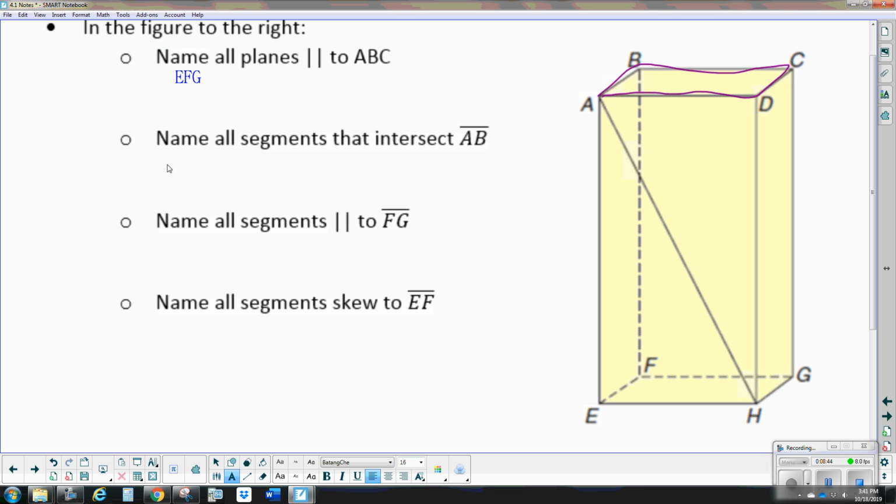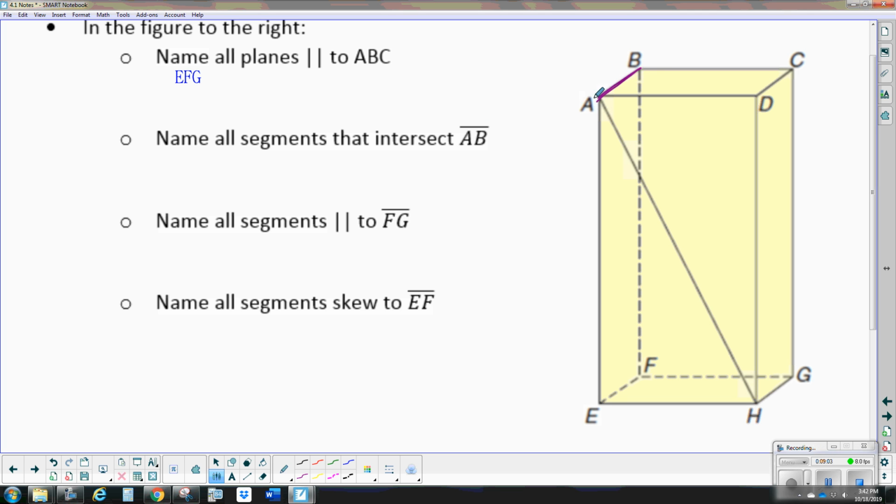Next, it says name all segments that intersect at AB. When you're done answering this, your diagram should be pretty marked up. You should be outlining these every time you're looking at a segment or a plane, so that you know exactly where you're looking.